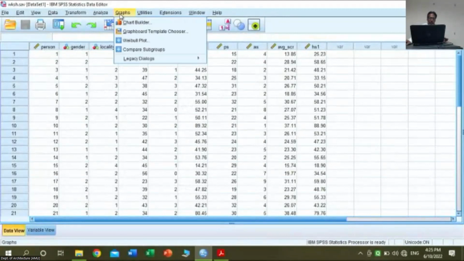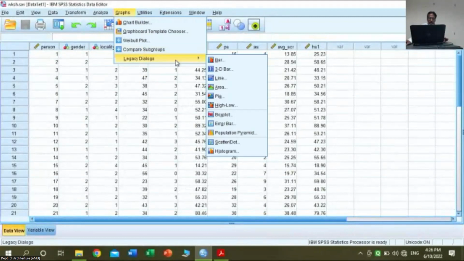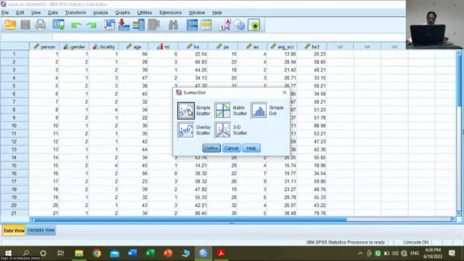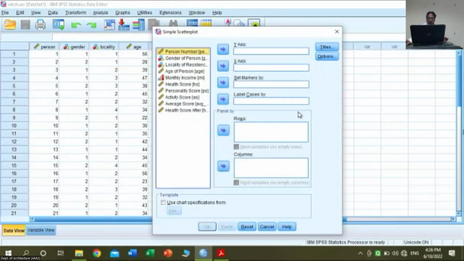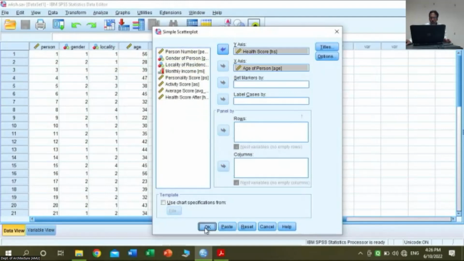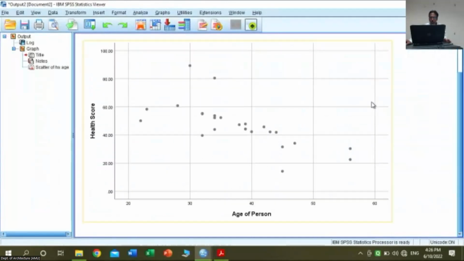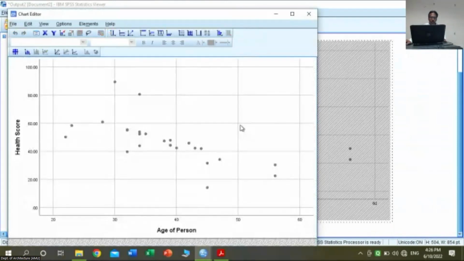ग्राफ ऑफ लीजिए डायलॉग और स्कैटर प्लॉट यहाँ पर हम सिलेक्ट कर रहे हैं. ठीक, सिंपल स्कैटर प्लॉट डिफाइन. ऑन एक्स एक्सिस सपोज आपने लिया एज ऑफ द पर्सन, वाई एक्सिस पर ले रहे हैं हेल्थ स्कोर, एंड ओके. तो देखिए पैटर्न कुछ डाउनवर्ड डायरेक्शन में है, बट लीनियर पैटर्न. अगर आप यहाँ पर ट्रेंड लाइन भी फिट कर सकते हैं, आप डबल क्लिक करके.